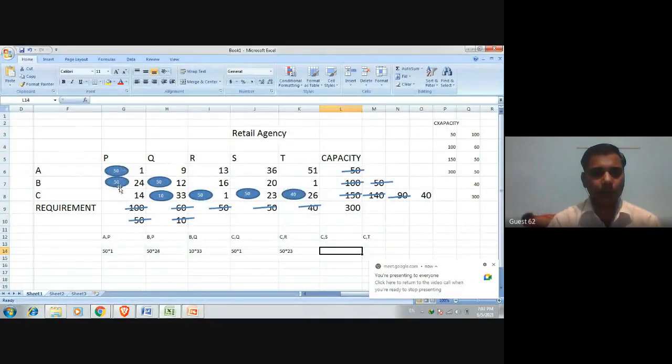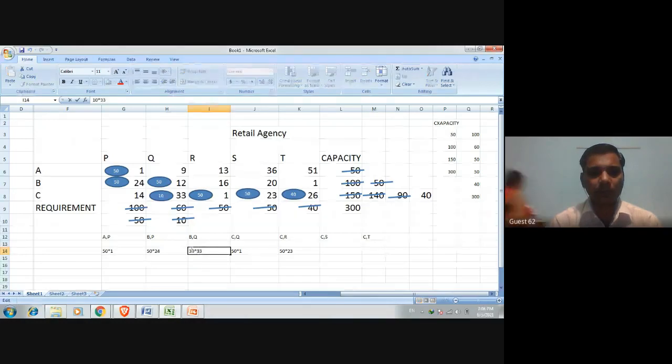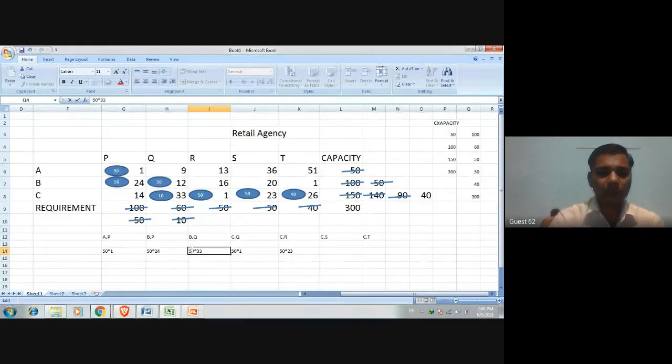BP, AP, BP, PQ, and CQ, CR, CS. CS, we have to write down. I have missed this BQ. BQ is 50 into 12. You have to also look here.